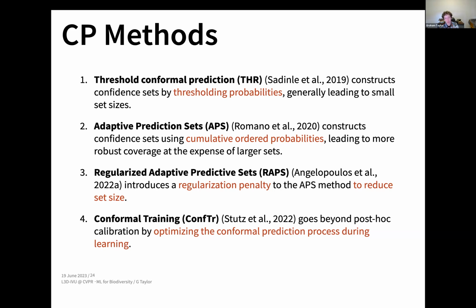And this gives basically reduced set size compared to the APS algorithm. And so these first three methods are all post hoc procedures where we don't touch the training procedure at all, but you can go a step further. In a couple of works, including this one by Stutz and colleagues, they go beyond this post hoc calibration by optimizing conformal prediction during learning.